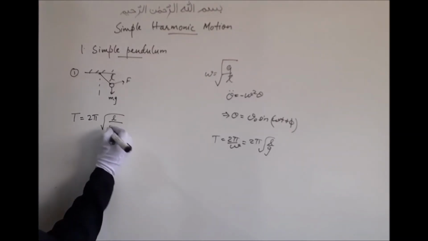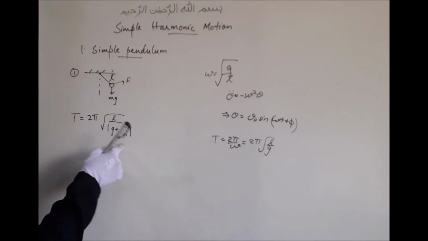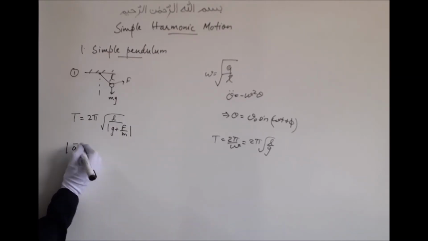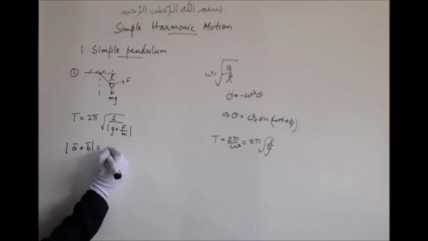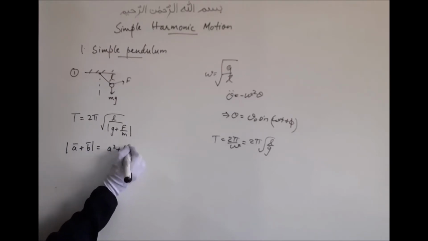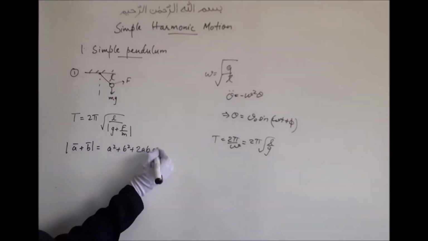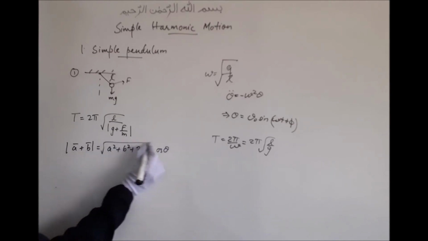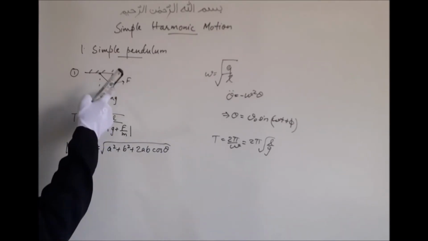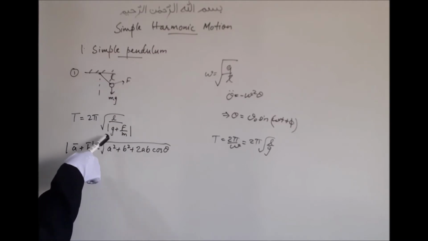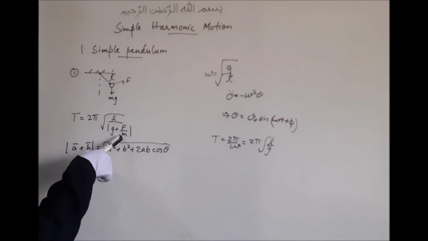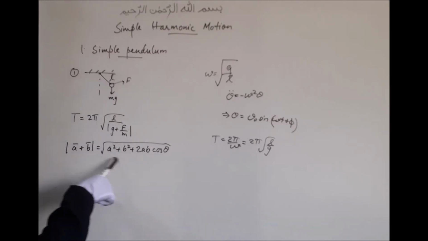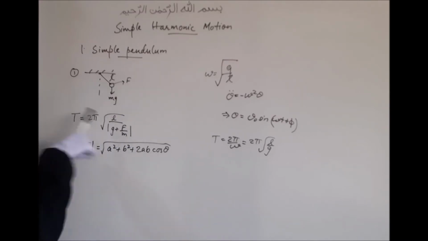So that will be magnitude of G plus F by M. And what is the magnitude of sum of two vector quantities? Magnitude of A plus B is going to be root of A squared plus B squared plus 2AB cos theta, where theta is the angle between A and B. So here A is G, B is F by M. We can open this in this form, and depending on theta you can write the denominator.